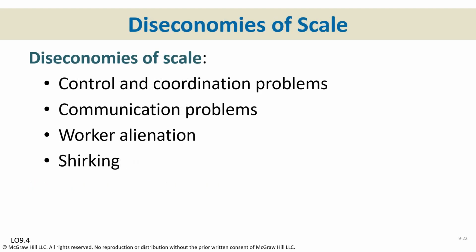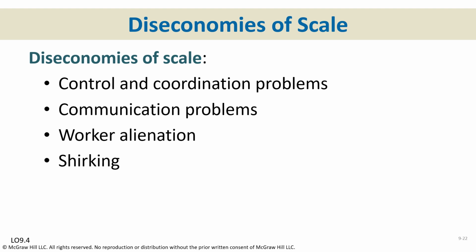Diseconomies of scale may occur if a firm becomes too large, as illustrated by the rising part of the long-run ATC curve. As the firm expands over time, the expansion may lead to higher average total costs. With diseconomies of scale, an increase in inputs will cause a less than proportionate increase in outputs.